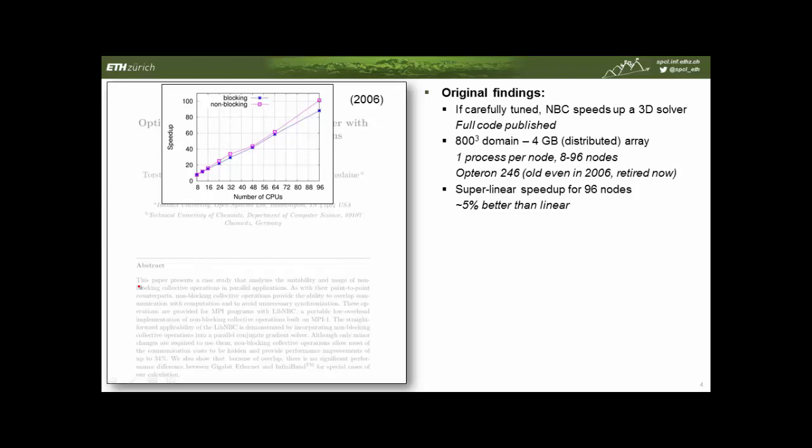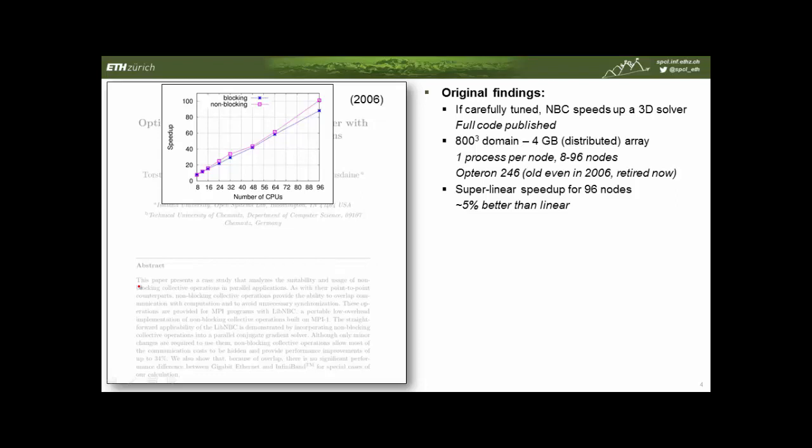So the input set was an 800 cube domain, which is about 4 GB of data in a distributed array. So we ran one process per node, and so on. And this really old Opteron, actually even at that time it was already very old in fact. And so we observed some superlinear speedup, as you can see here. 96 processes give you a little bit more than 100 speedup. So there's like 5% superlinear speedup, which today, as we all know, really means that the serial code was just not well tuned. Right? This wouldn't have happened if the serial code was well tuned. Sure, but we didn't really care about the serial code at this time because we really wanted to show that the non-blocking collectives are better than the blocking collectives.